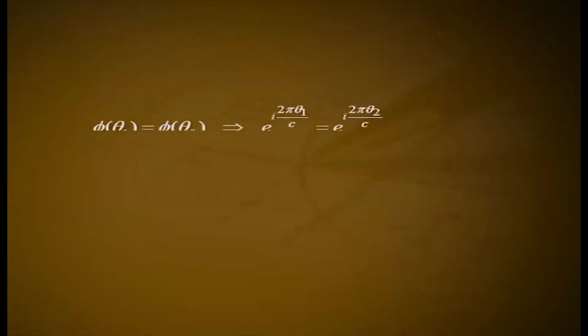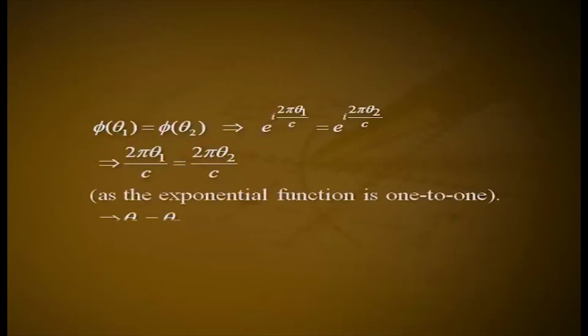Phi of theta 1 is equal to phi of theta 2 implies e raised to i 2 pi theta 1 by c is equal to e raised to i 2 pi theta 2 by c, which implies 2 pi theta 1 by c is equal to 2 pi theta 2 by c, as the exponential function is 1 to 1, which implies theta 1 is equal to theta 2. Step 3. Phi is onto.